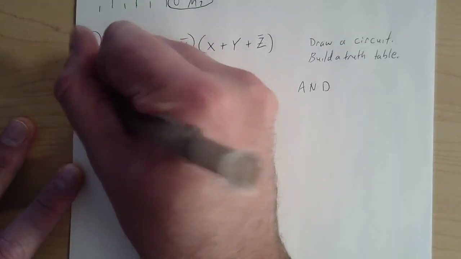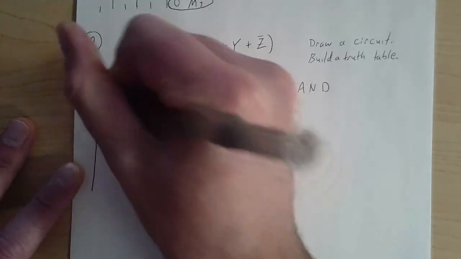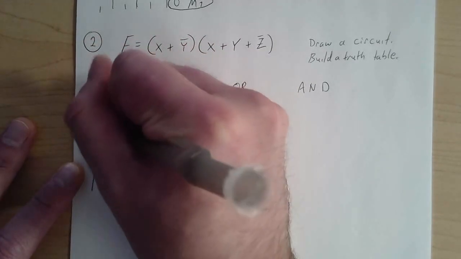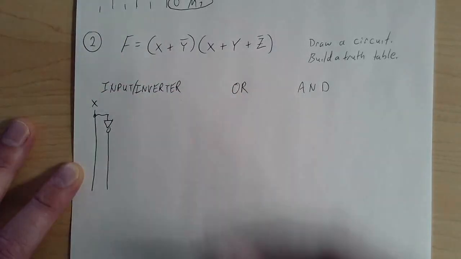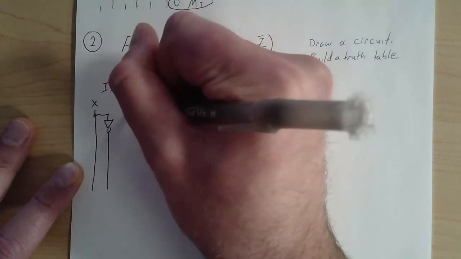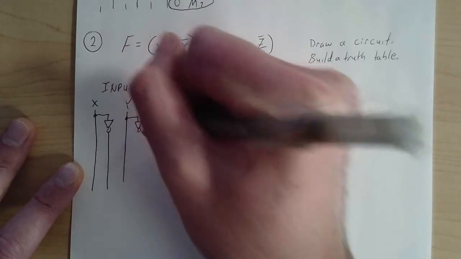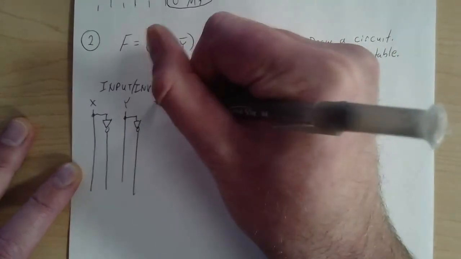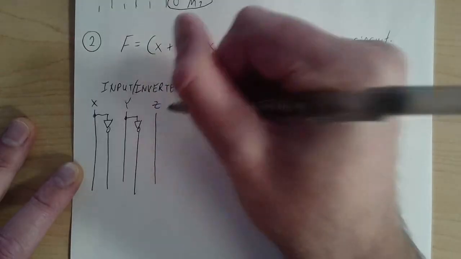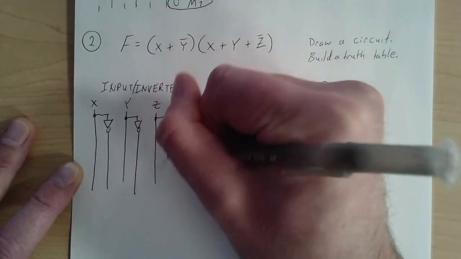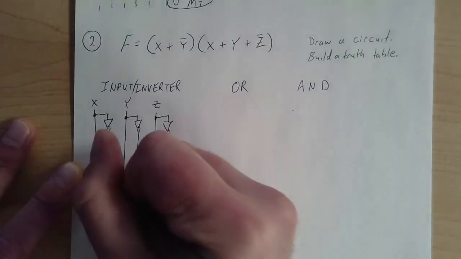And so I have X, and I also have X bar. And I'm going to make a rail that kind of goes down like that. So I have Y, and I have Y bar, and I have Z, and I have Z bar. And I'll extend these down a little bit further.